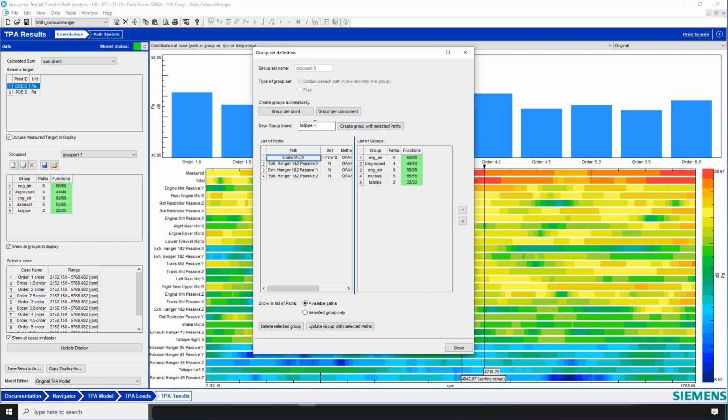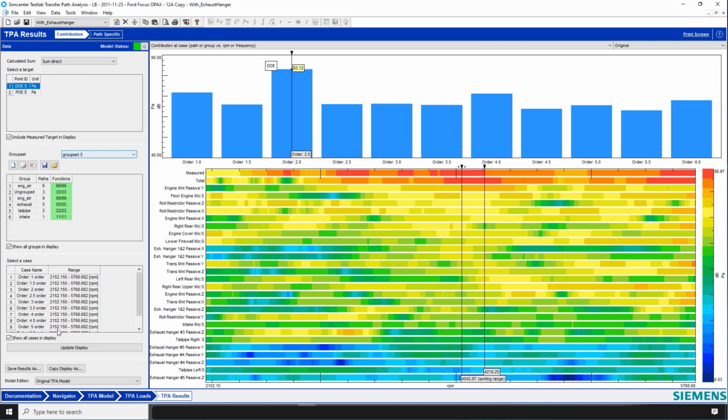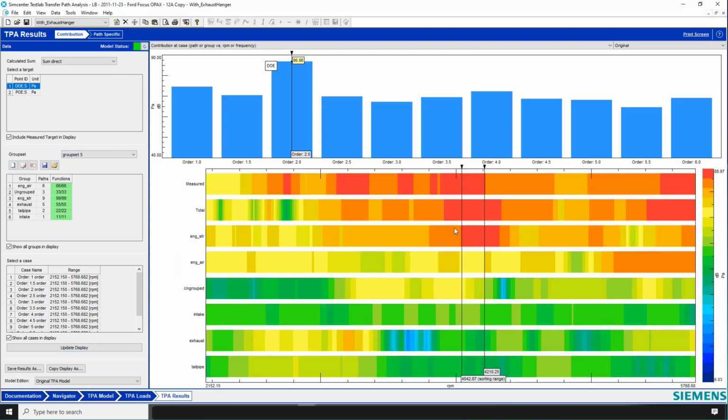Tailpipe, intake. You get the idea here. And when we group things like this, we can look at the same thing, but now I might get some different insight. Like, the engine structure-borne is most responsible, engine airborne second most. The ungrouped, I didn't bother to get them all in there, but intake, exhaust, etc. Does that kind of make sense to you, Charles? That's a very useful feature when you have so many paths.